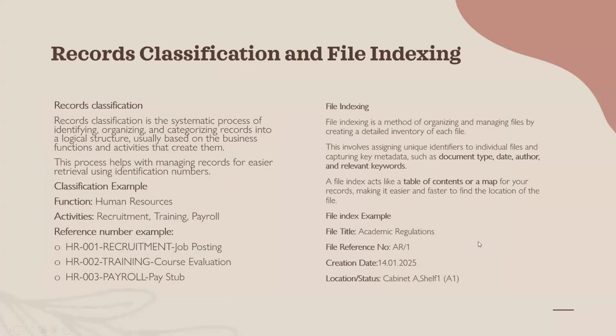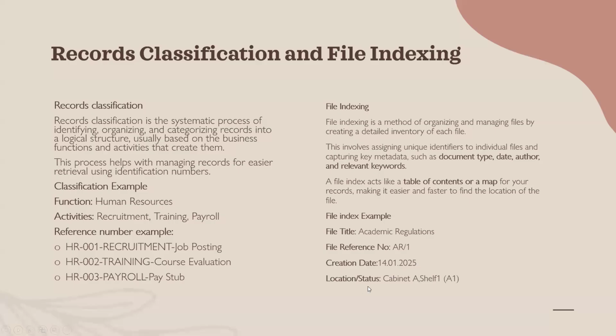This is how a file index could look. They will give you a file title, which is academic regulations. I think these academic regulations, we can find them in the academic registrar's office. Then you will see a file reference number that I talked about. This is an alphanumerical file reference number. It has AR, meaning academic registrar, record number 1. Then the creation date. It also shows the date on which this record was created, 14th of January 2025.